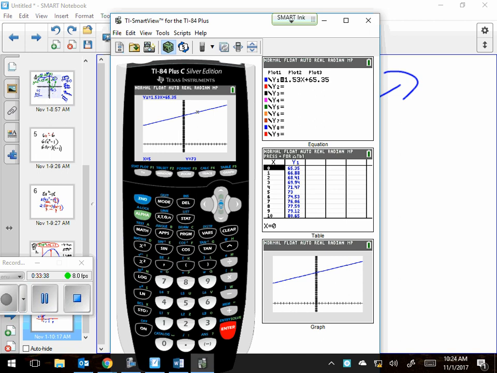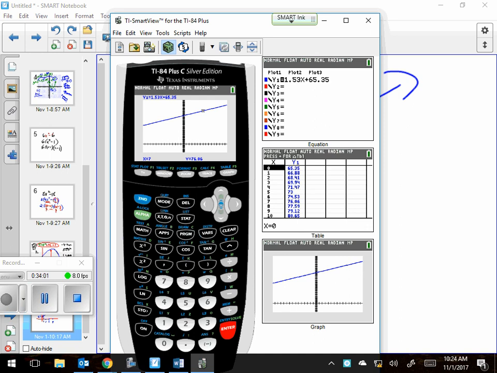Make sense? All right, if you understood that, please figure out what the temperature would be at hour 7. At hour 7. Go to second calculate, value, 7, enter, and there it is. Did you get 76? All right.